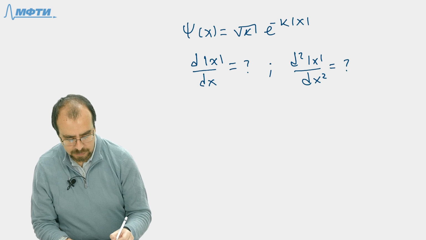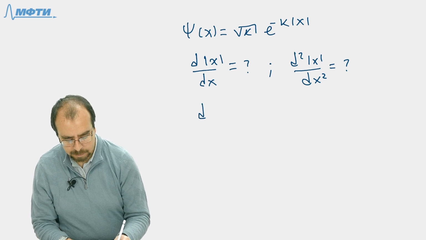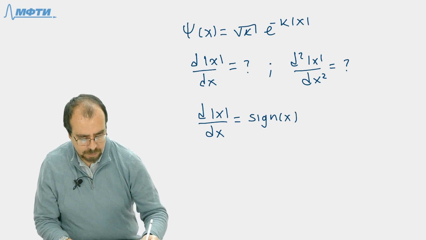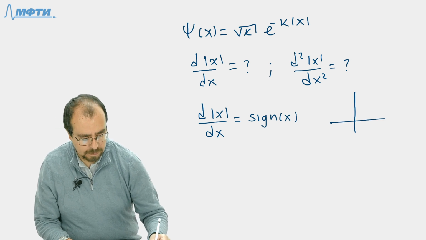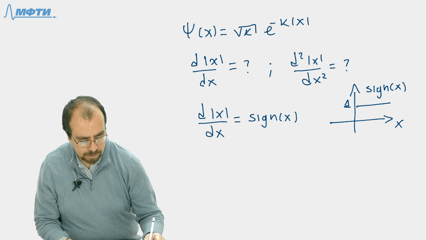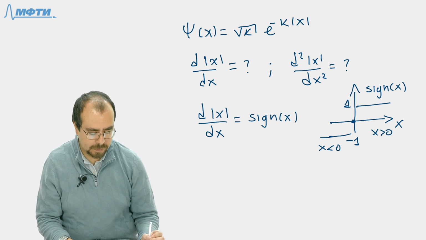So as you might remember, the first derivative is equal to the function sign of x. So in principle, if we plot this in terms of x, we will have here equal to 1 for x larger than 0, to minus 1 for x smaller than 0, and 0 for x equal to 0.